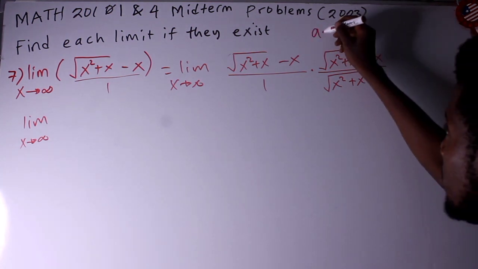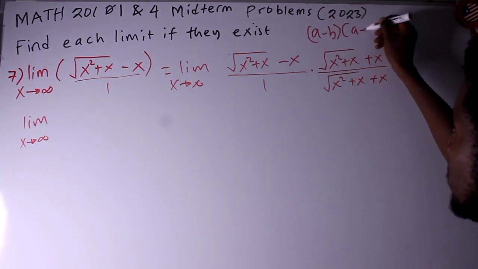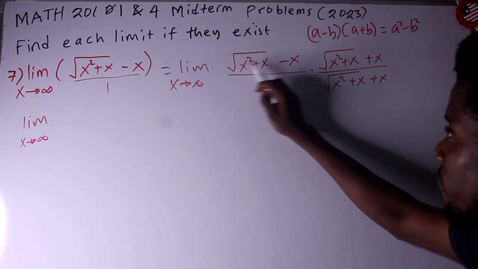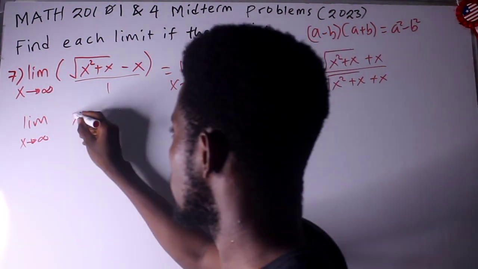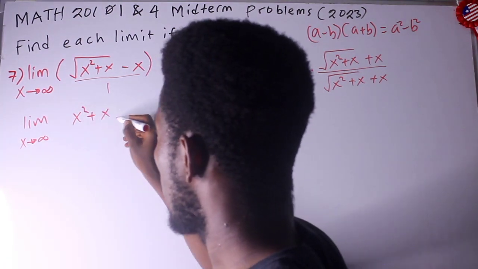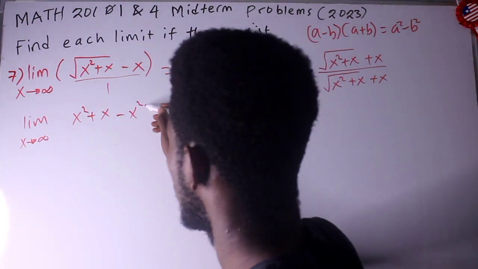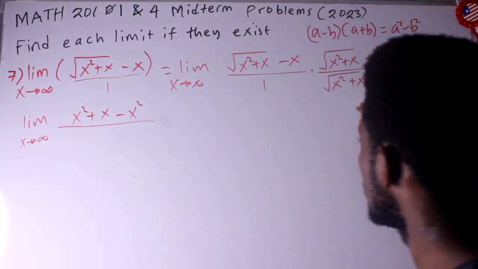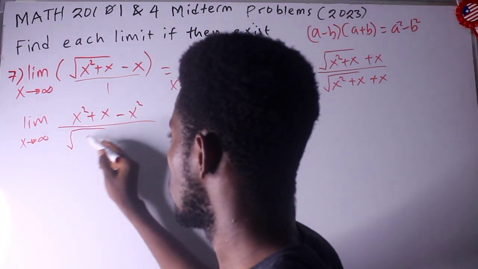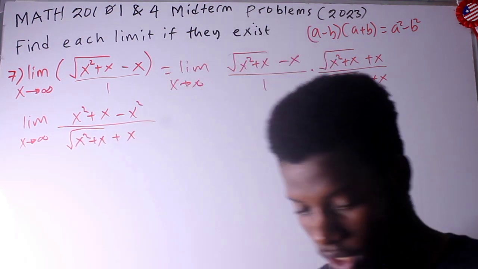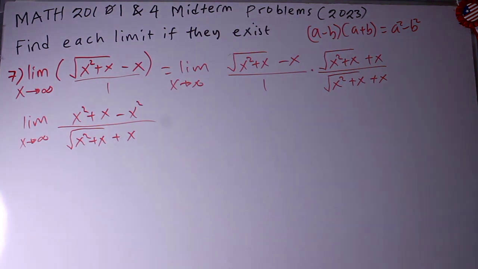Remember, (a minus b) times (a plus b) is a squared minus b squared. So in this case, the first term is x squared plus x, minus the last term, x times x is x squared, all divided by this times this, which is the square root of x squared plus x. Great. That is what we're going to have. Now we can cancel out the x squared.